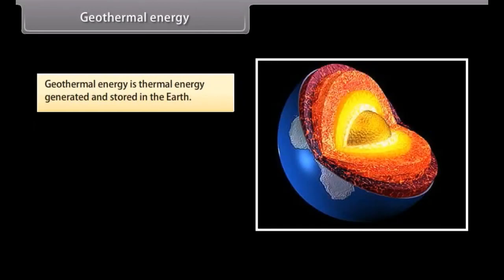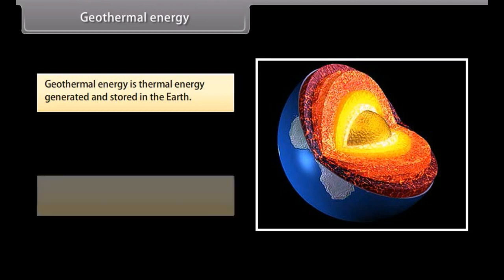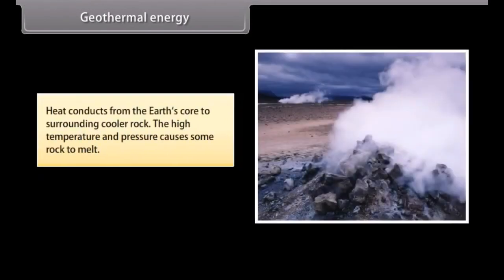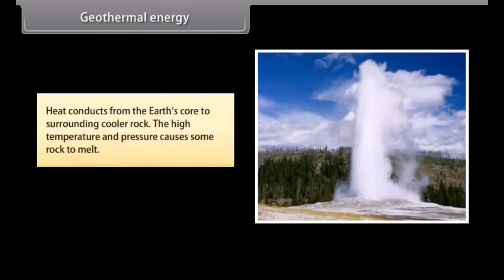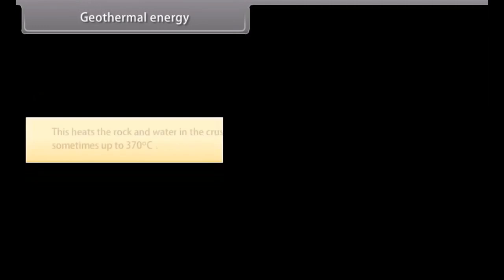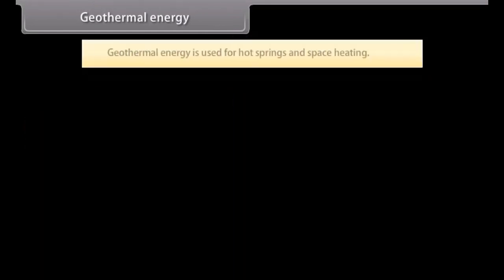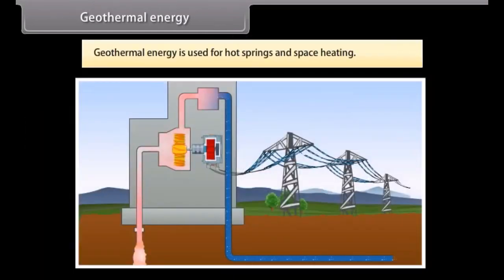Geothermal energy. Geothermal energy is thermal energy generated and stored in the earth. Molten rocks are formed in the deeper hot regions of Earth's crust. Heat conducts from the Earth's core to the surrounding cooler rock. The high temperature and pressure causes some rock to melt. This heats the rock and water in the crust, sometimes up to 370 degrees Celsius. Geothermal energy is used for hot springs and space heating.